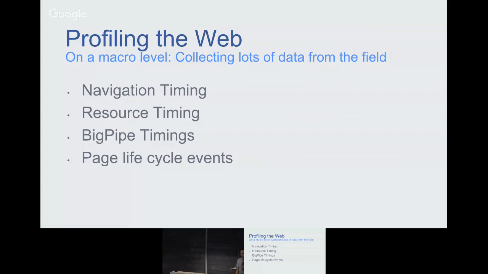And we have a bunch of APIs that we can use. We have navigation timing, which lets us know how the page was loaded, and resource timing, which lets us know how resources were loaded. We have BigPipe timings. BigPipe is our system where we incrementally display parts of the page as our servers get them ready, and as we're flushing things, we collect timing data. It's very useful for us to know when things left our server, when they were displayed on the page, and when the JavaScript loaded. And then we have the normal page lifecycle events, like DOMContentLoaded.